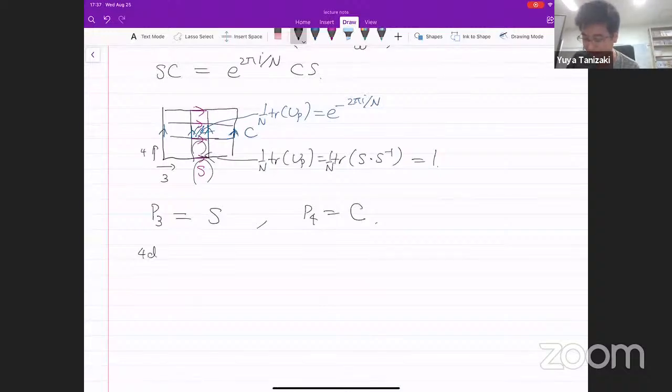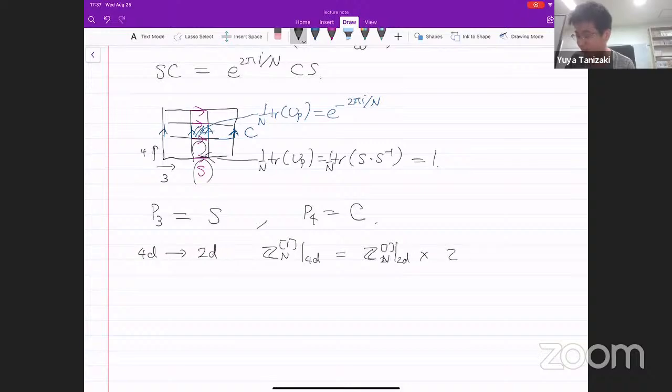Now from 4D, we perform 2D two-torus compactification, and we get an effective 2D theory. And now, as in the case of the trivial compactification, the Z_N one-form symmetry in 4D is now split into the Z_N one-form symmetry in 2D times Z_N zero-form times Z_N zero-form symmetry.